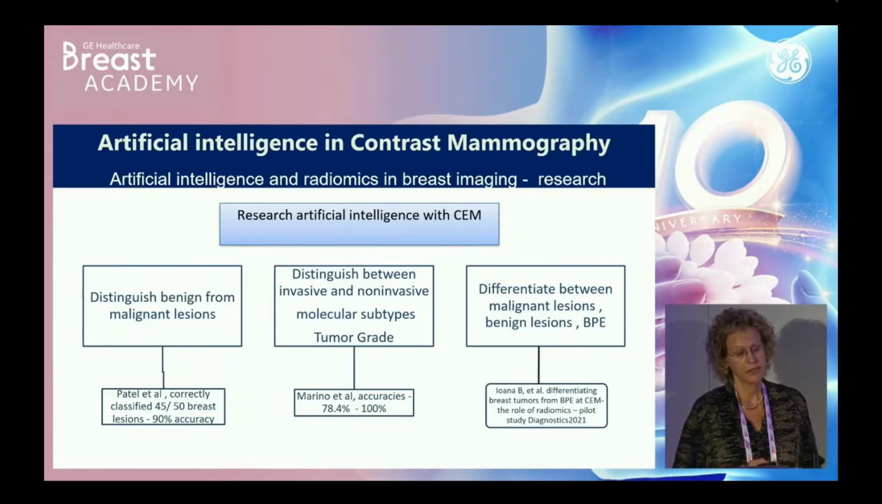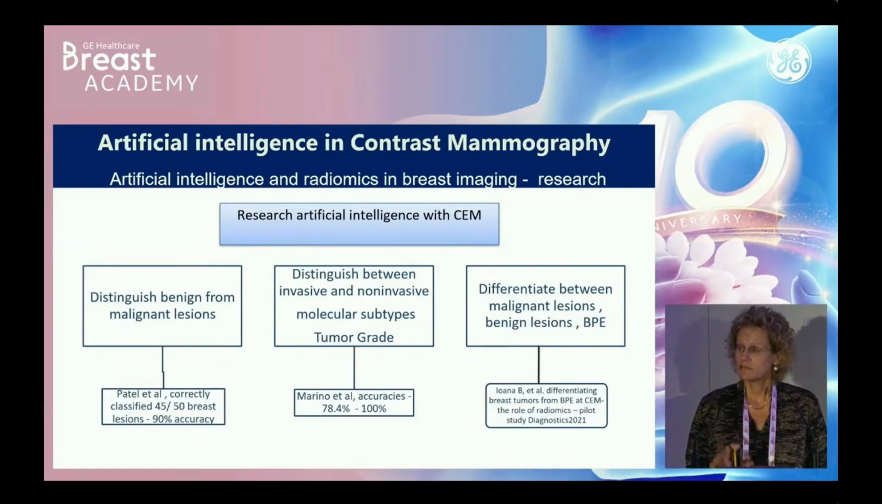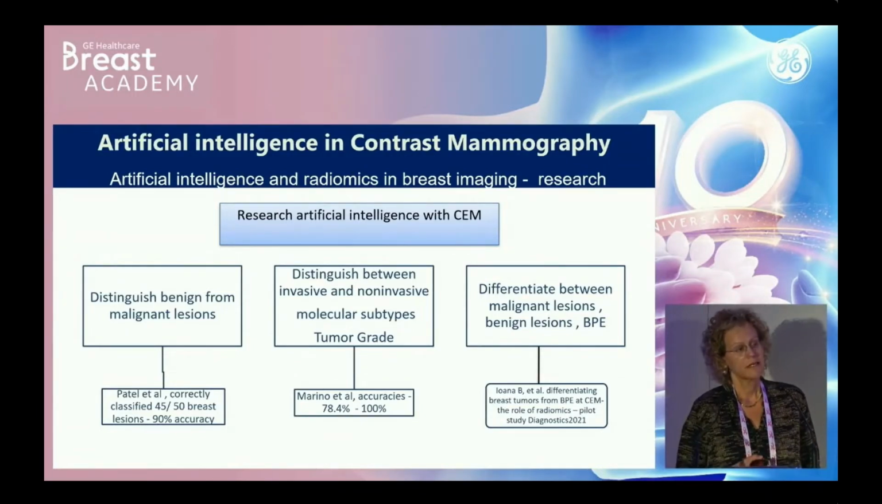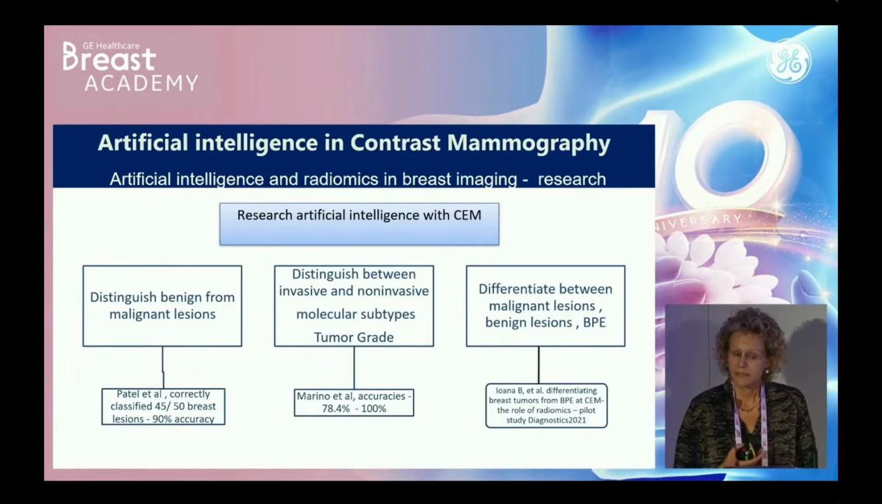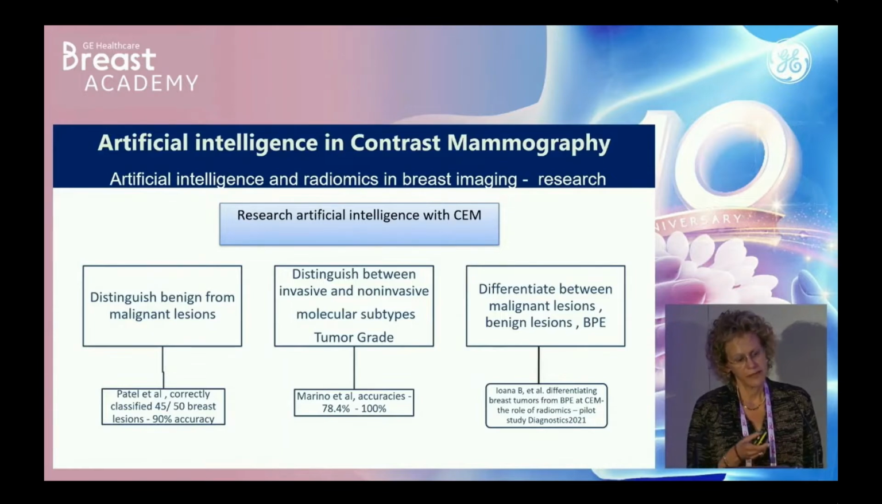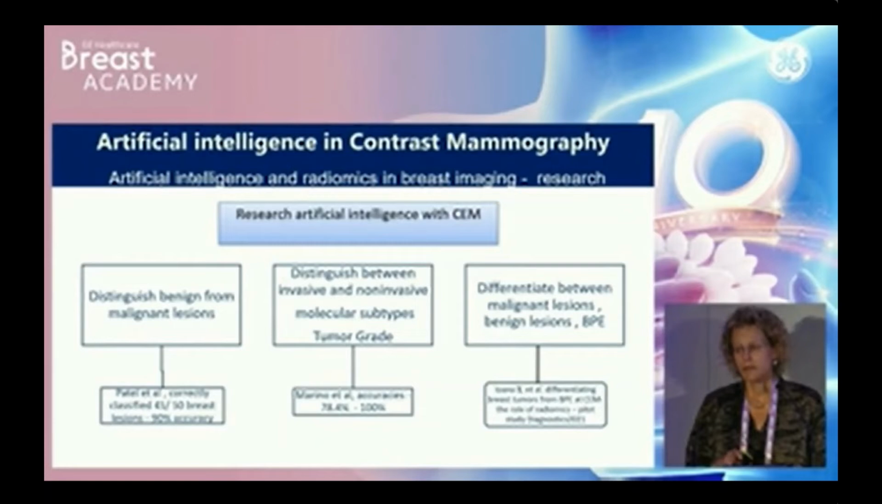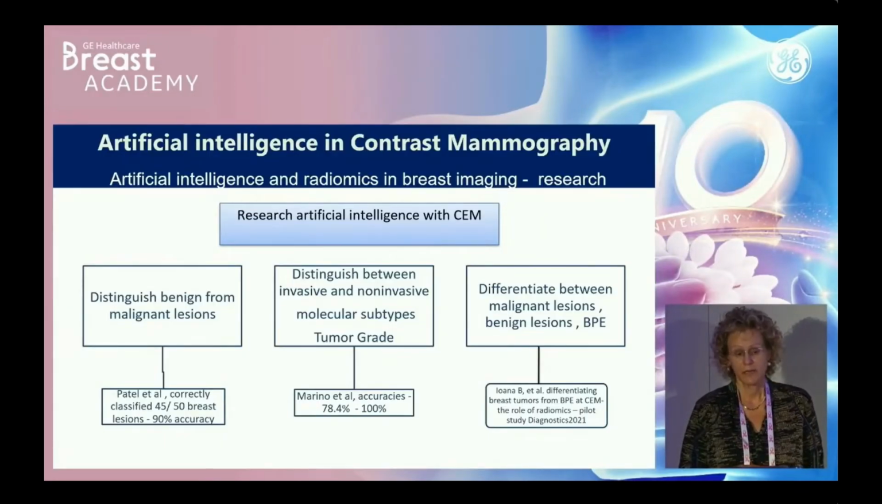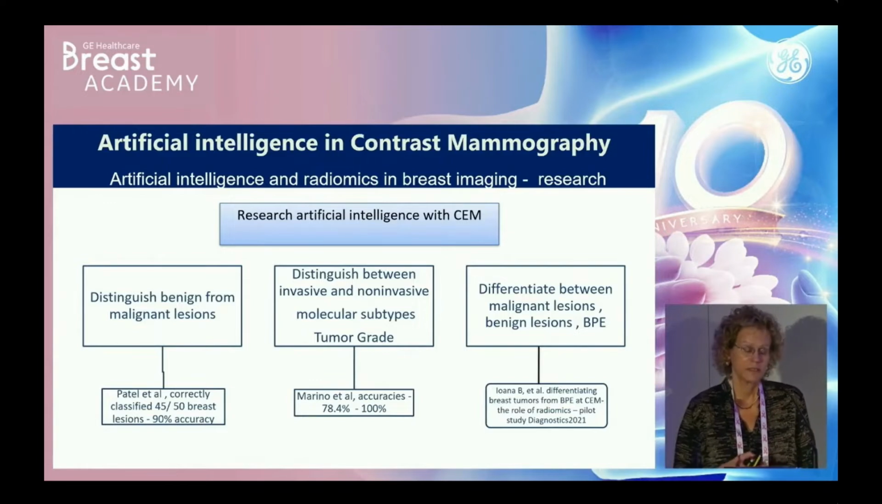Another direction is to distinguish between invasive and non-invasive breast cancer, and to perform molecular subtyping and tumor grading, similar to the AI research for breast MRI. Another important direction is to differentiate benign and malignant lesions, but also to differentiate lesions from BPE, which is an issue, as in breast MRI. It is the same in some of the patients in contrast mammography.